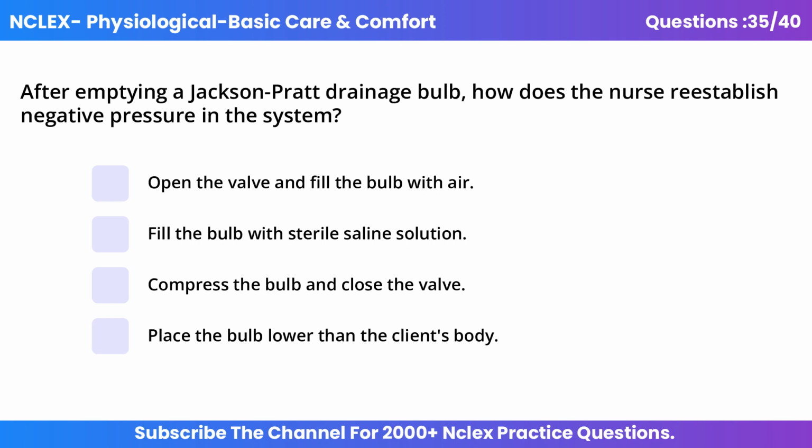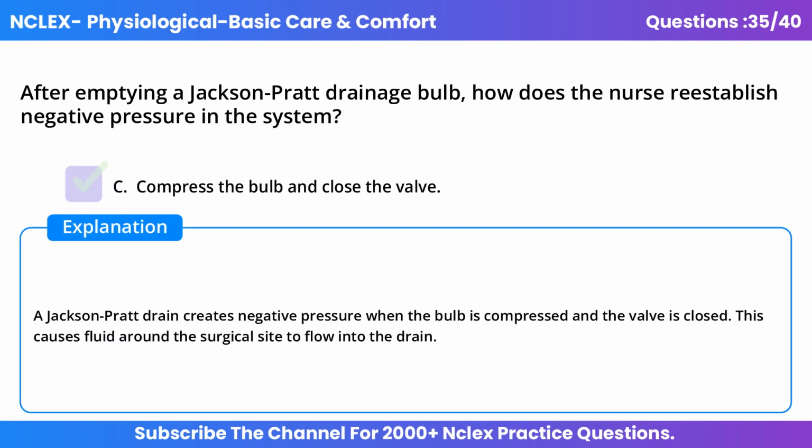Question 35. After emptying a Jackson-Pratt drainage bulb, how does the nurse re-establish negative pressure in the system? C. Compress the bulb and close the valve. A Jackson-Pratt drain creates negative pressure when the bulb is compressed and the valve is closed. This causes fluid around the surgical site to flow into the drain.